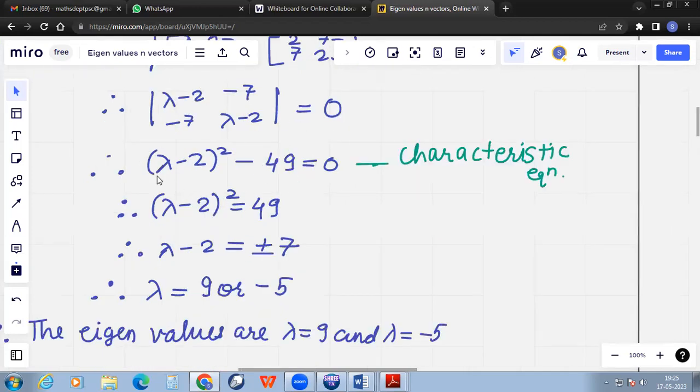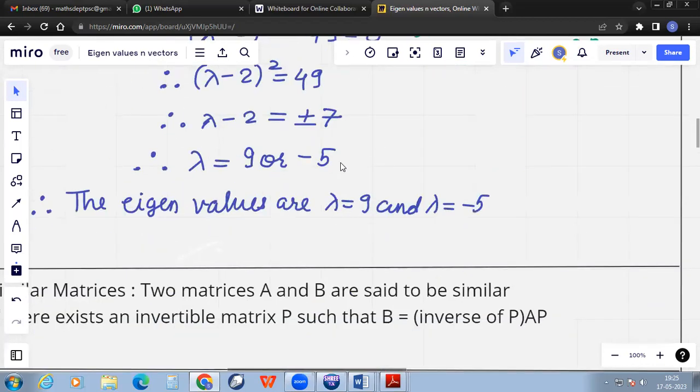After simplification, we got this to be lambda minus 2 bracket square minus 49 equal to 0. We can solve such equations in this fashion also. This 49 we have taken to the other side. We are getting both square numbers. We took the square root. So lambda minus 2 will be either plus 7 or minus 7. So value of lambda we got either 9 or minus 5.